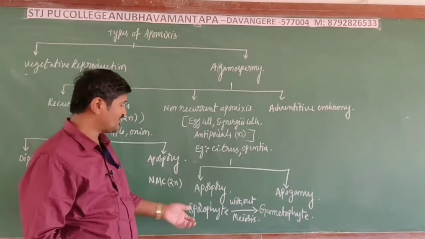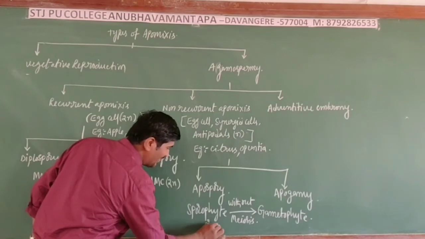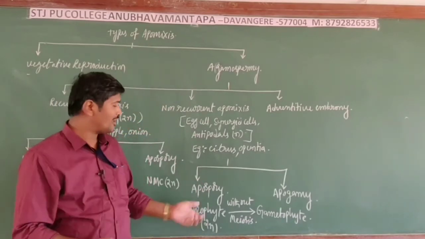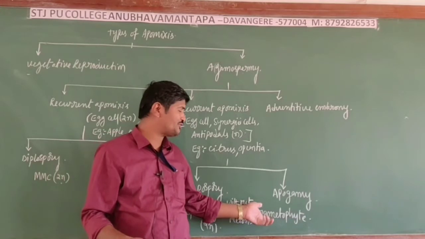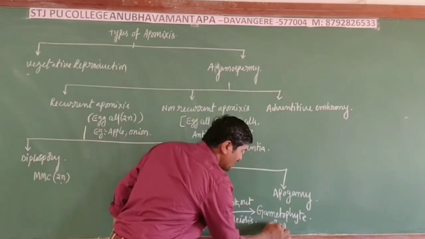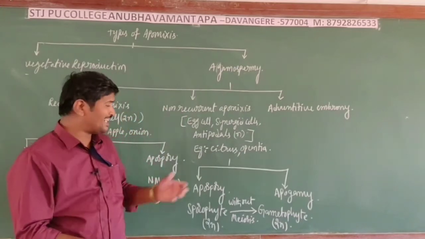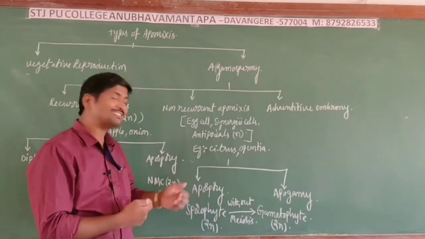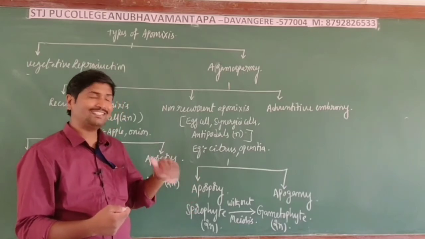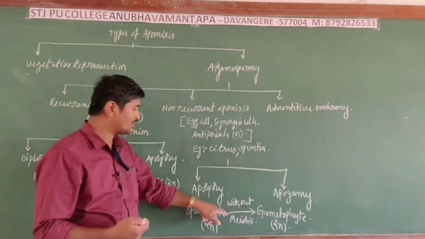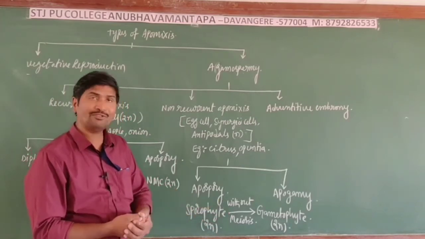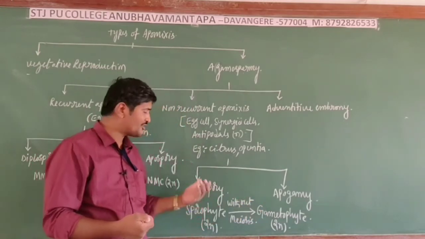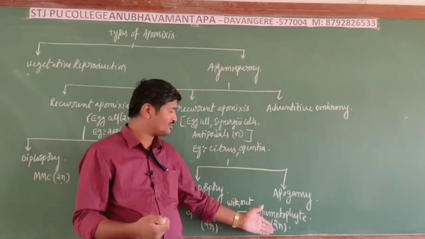Without meiosis. The sporophyte is generally diploid. When meiosis fails in the spore mother cell, the spore mother cell directly gives rise to the diploid gametophyte. It is very important. Generally in a plant body, the sporophyte is diploid and the gametophyte is haploid. But in apospory, the sporophyte directly gives rise to the gametophyte without meiosis. There is no meiosis in the spore mother cell, so it directly gives rise to the gametophyte. The spore mother cell is diploid, so the gametophyte is also diploid.